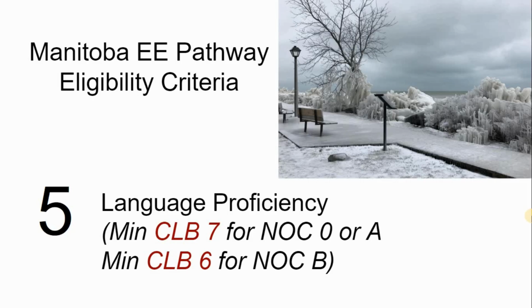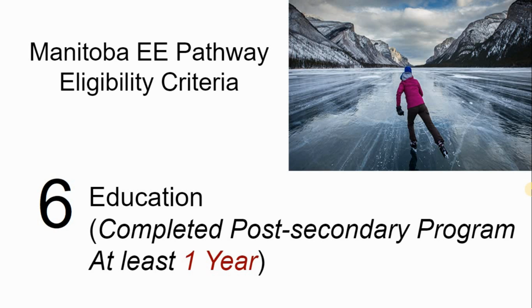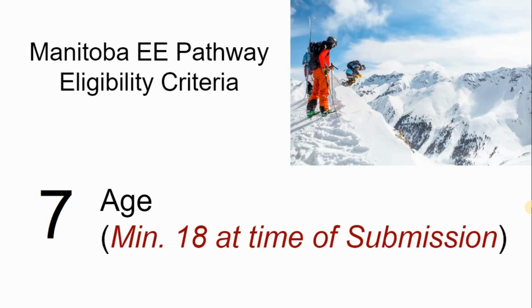The fifth criteria guys is for language proficiency. Now if your occupation falls under NOC 0 or A, then you must have a minimum CLB level 7 for your IELTS, and if you fall under NOC B, then you must have a minimum CLB level 6. The sixth criteria guys is for education. So you must have completed at least 1 year post-secondary program. So you will have your credential assessed by an assessing body such as WES, and then your report there should show that you have completed a post-secondary program for at least 1 year. For the seventh criteria guys, you must be at least 18 years of age at the time of submission.